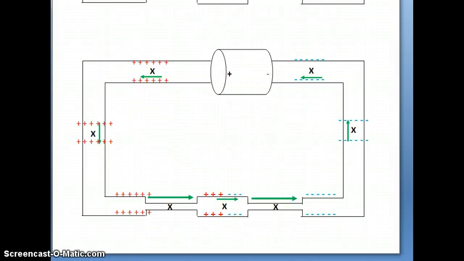The second question asks us to label the charge distribution also at the locations. As positive charges begin to flow from this side of the battery back into the negative side of the battery, we see a difference in charge distributions. Here, as the charges are flowing out, they remain positive, but once they reach the resistor where the positive charges are trying to get through, the positive charges begin to build up.